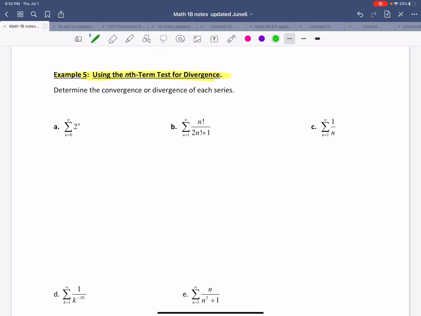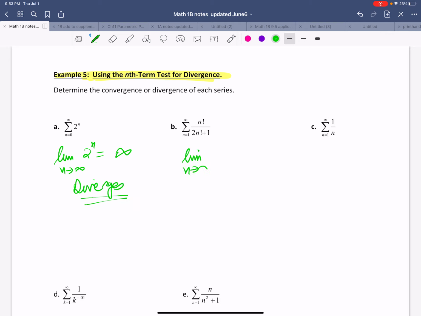So we're going to go ahead and find the limit as n goes to infinity of 2 to the power n. So this is equal to infinity. It is not equal to 0 and it does not exist, so this series diverges.